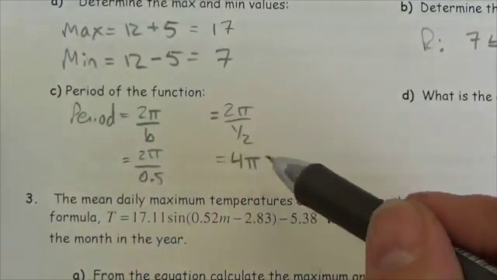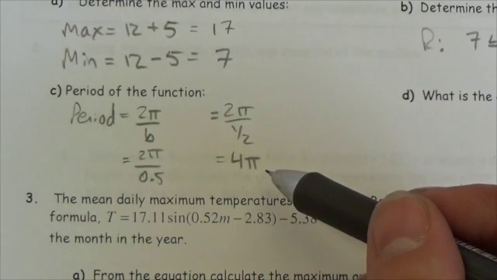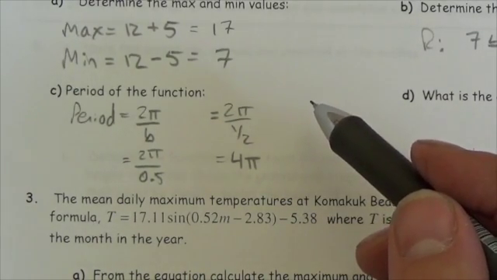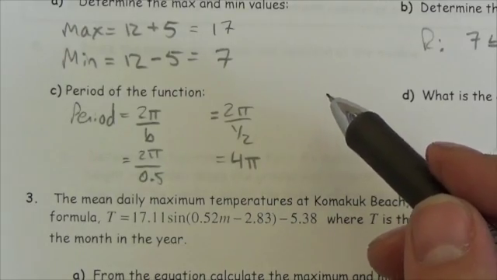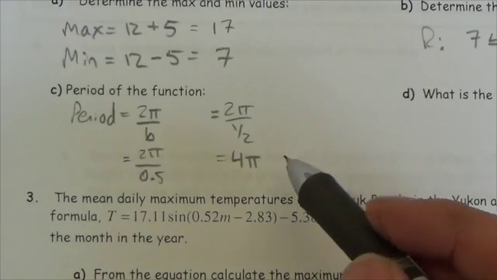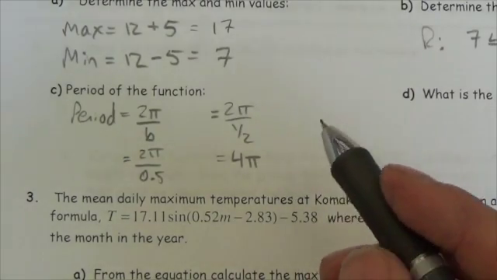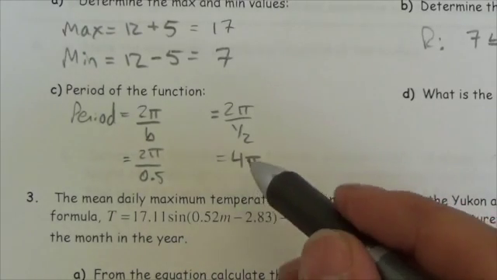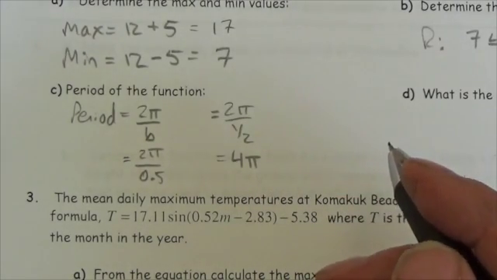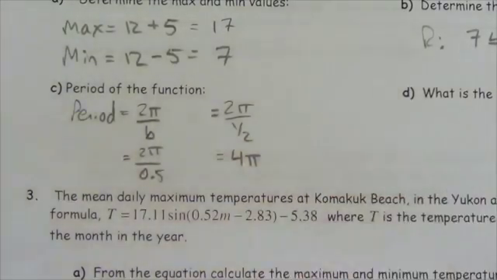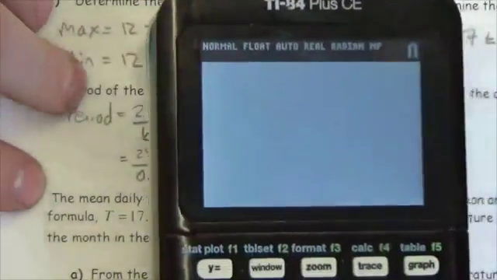Now, that's not a very useful number though, because we're talking about water in a harbor. We're talking about how it fluctuates up and down here. So if someone says, how long does it take the water to go from low tide all the way around to low tide again, and you answered 4 pi, well, what the heck is that? What does that mean? So what we want to do here is convert 4 pi into a number that actually makes more sense to us.